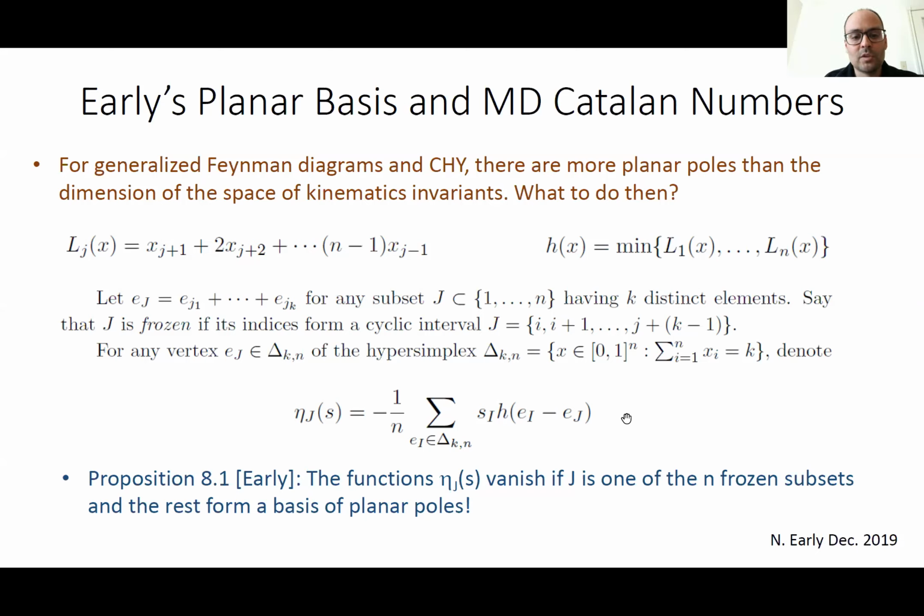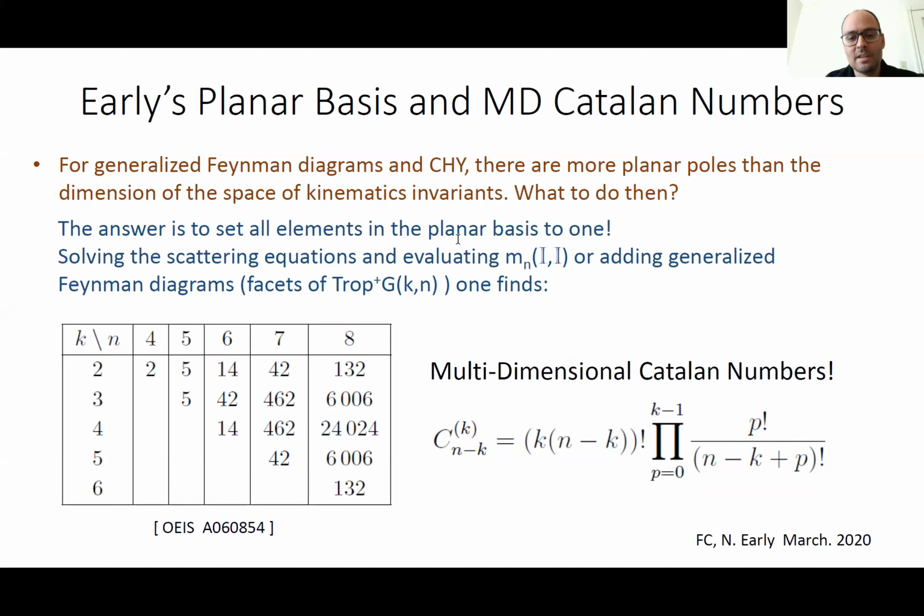Now, what to do is obvious. Well, at least something that you could try is to set all elements in Nick's planar basis to 1 and evaluate the scattering equations or the sum over generalized Feynman diagrams and see what you find. And what you find is nothing but the multidimensional Catalan numbers. So indeed, the 2 that we saw there was not an accident. It's actually something that has to do with the fact that we are doing the tropical G(2,n) Grassmannian. And when we generalize to the positive tropical G(k,n), then the Catalan numbers become the k-dimensional Catalan numbers, and we get the (n-k) form. All right.